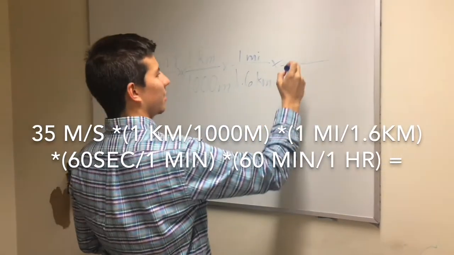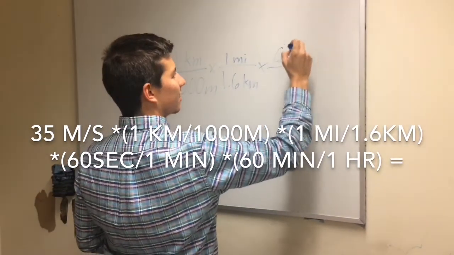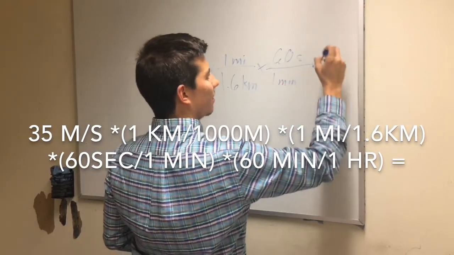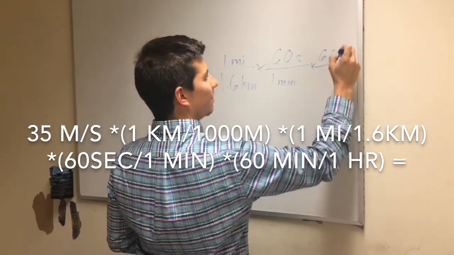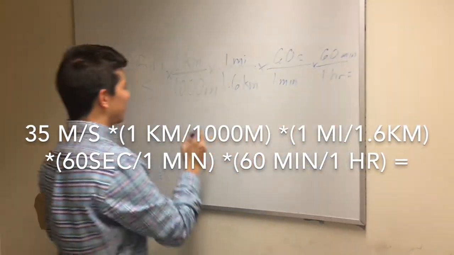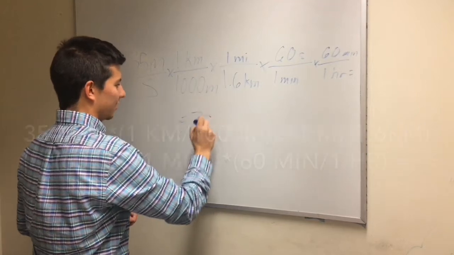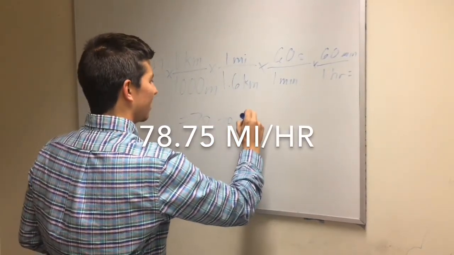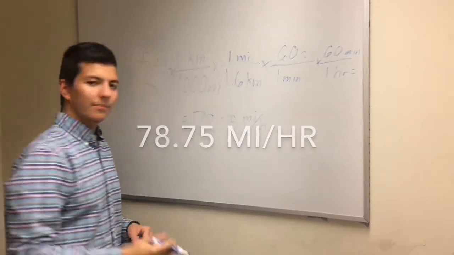We then put 60 seconds in 1 minute, and then 60 minutes in 1 hour. And this equals a whopping 78.75 miles per hour. Oh wow, looks like I need to slow down a bit when I drive.